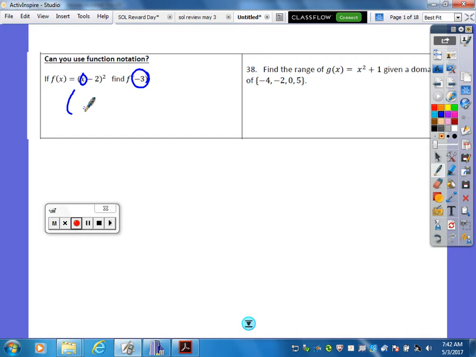So you're going to say (-3 - 2)². You're going to use PEMDAS at this point. So -3 minus 2 is -5. And then square that means -5 times -5, which is positive 25.